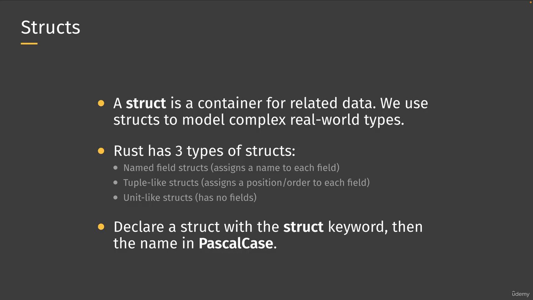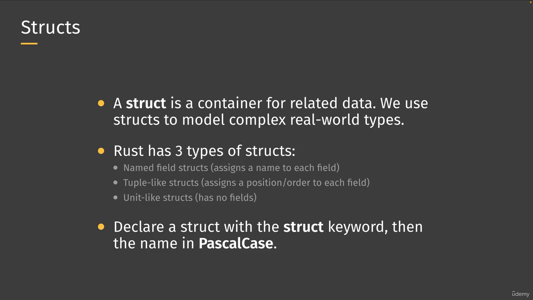The most frequent one you'll encounter is the named field struct, which assigns a name to each field. A field is just a piece of data living inside the struct. It has a name, and that name corresponds to an associated value. There's also a tuple-like struct, which assigns a position or order to each field rather than a name, and finally a unit-like struct, which has no fields.